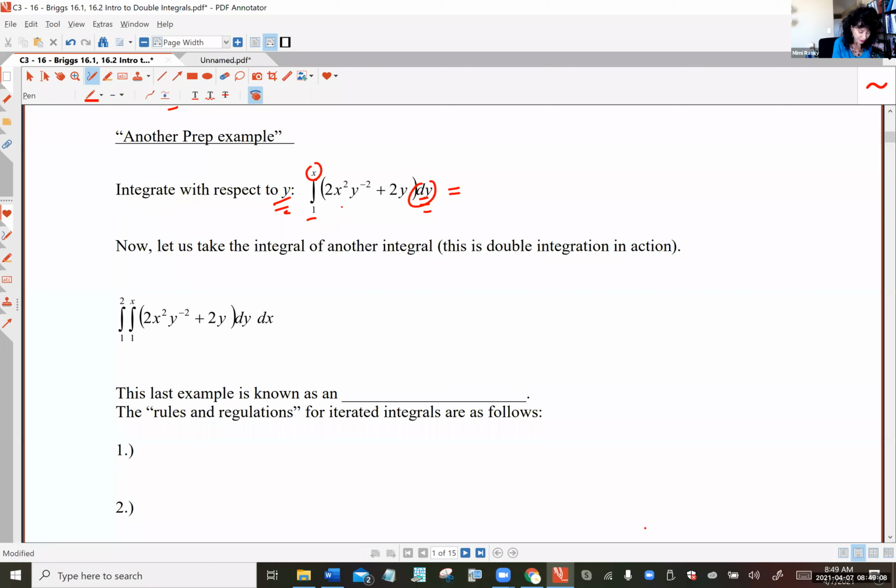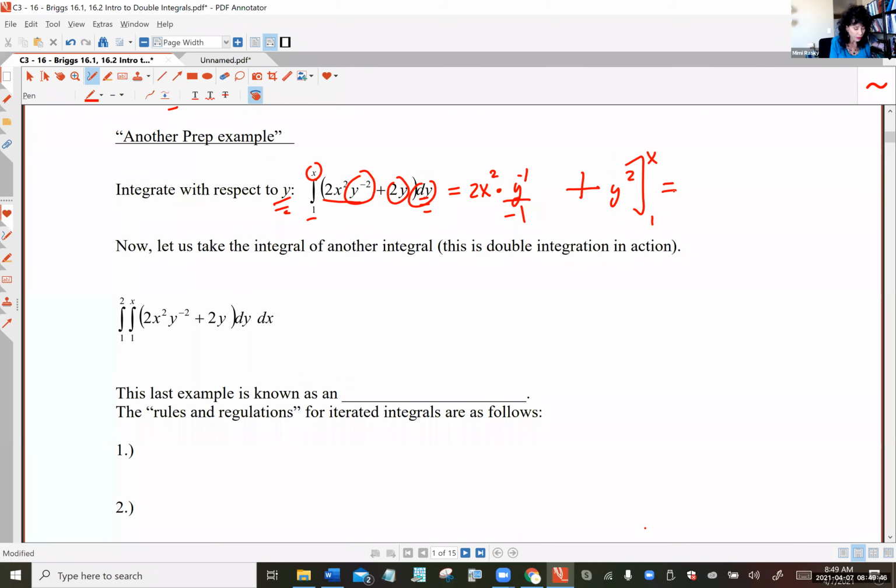So looking at the first term there, since I'm integrating with respect to y, I'm going to hold the x constant. So the 2x squared looks like a constant multiple. So I'm just going to multiply it with whatever the integral of y to the negative 2 power is. But I believe that is y to the negative 1 divided by negative 1, and we'll clean that up in a little bit with positive exponents. Plus, and then when you integrate 2y with respect to y, that's easy, that's just y squared. And then we're going to evaluate this between the limits of 1 and x.